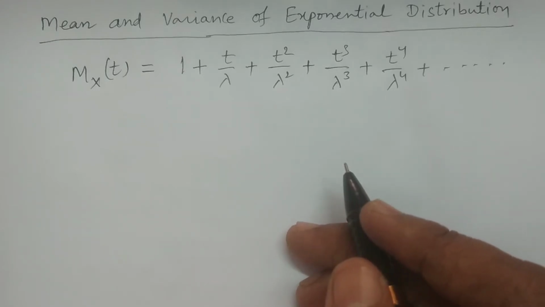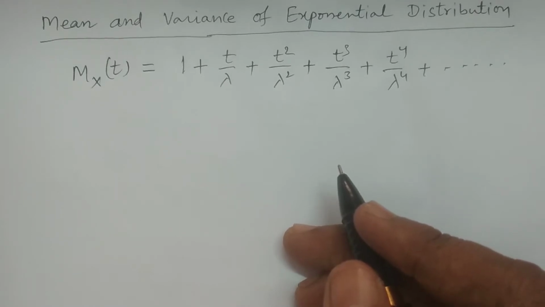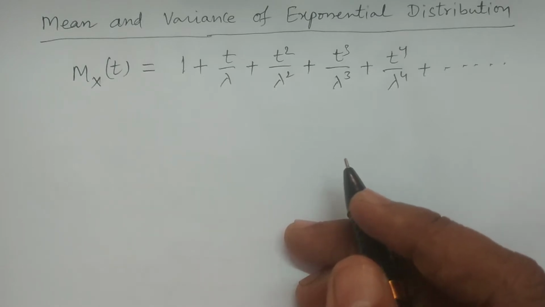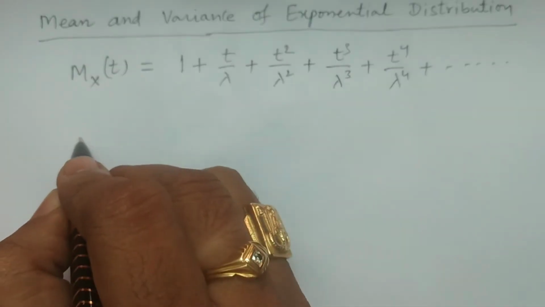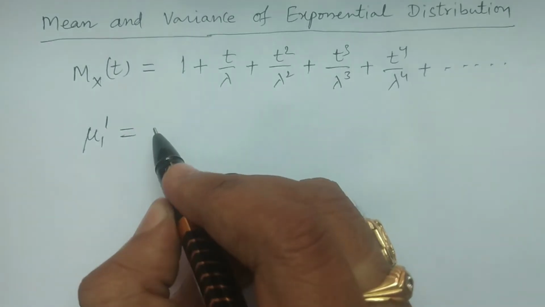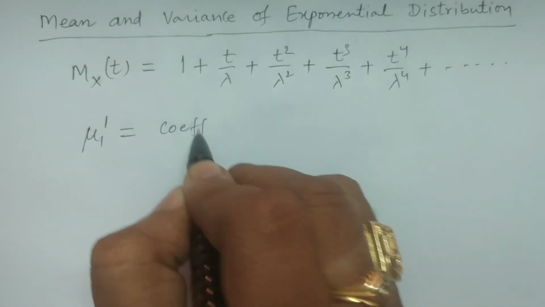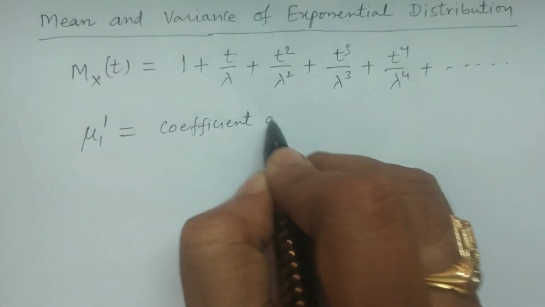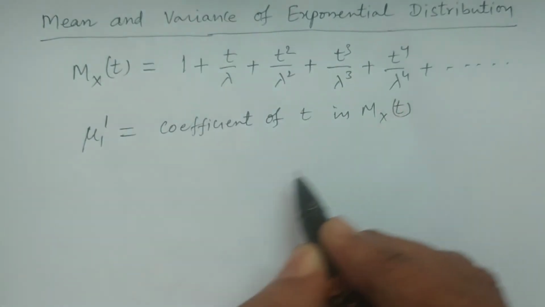From it you can calculate moments about origin, that is mu1', mu2', mu3', etc. To calculate the mean and variance, it is required to calculate the first two moments about origin, that is mu1' and mu2'. So what is the formula for mu1'? From M_X(t), the moment generating function, mu1' is equal to the coefficient of t in M_X(t).